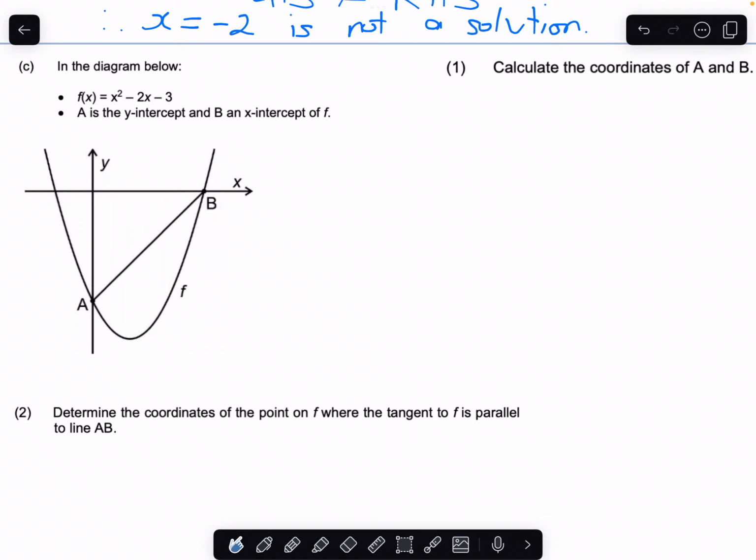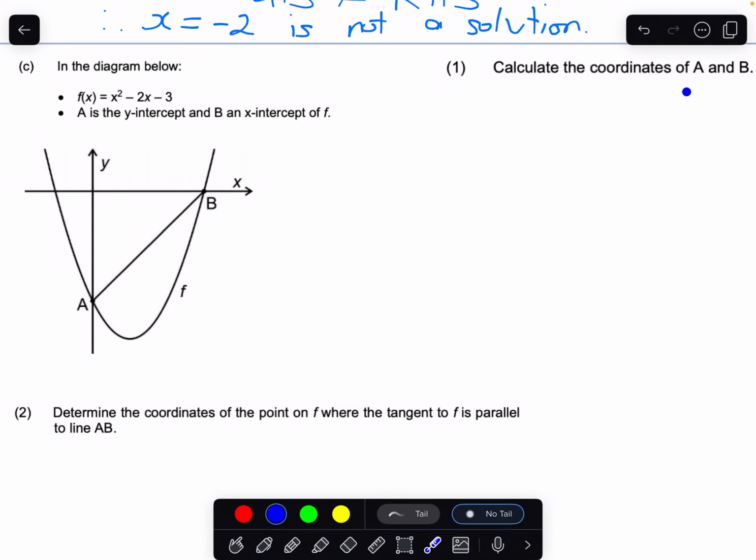Welcome to a ramble. We are looking at paper one from IEB's November 2022 session. Today's focal question is question 3C. In the diagram below, f of x is equal to x squared minus 2x minus 3. A is the y-intercept and B is an x-intercept of f. The first question, which is confusingly up here: calculate the coordinates of A and B.